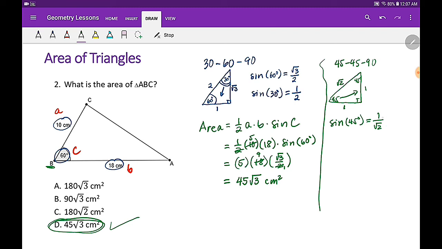Do know that we don't leave a radical in the denominator, so we always rationalize: square root of 2 over square root of 2. So sine 45 degrees is equal to 1 times square root of 2, which is square root of 2, over square root of 2 times square root of 2, which is 2. So sine 45 degrees is equal to square root of 2 over 2.